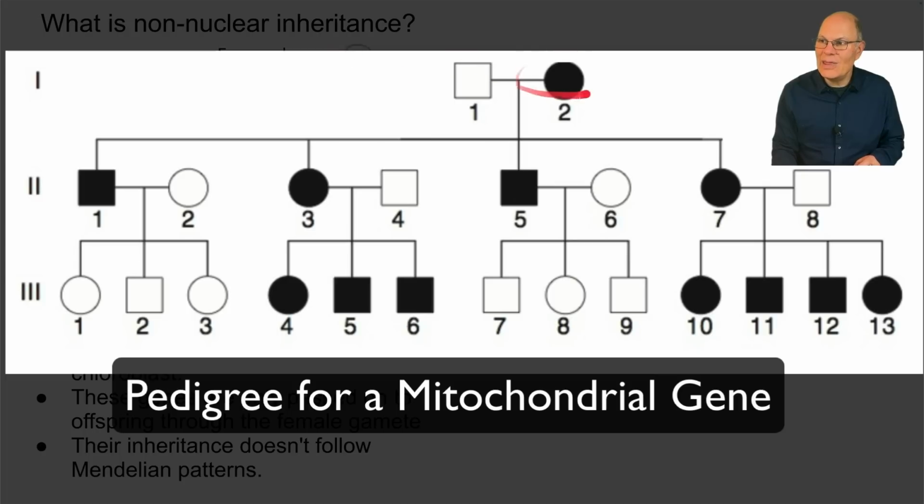The inheritance pattern of these mitochondrial or chloroplast genes doesn't follow Mendelian patterns. You can see that in this pedigree over here, where the mom passes on the mitochondrial gene to all of her offspring, male and female. But the male who inherits the mitochondrial gene doesn't pass it on to any of his offspring. The male is essentially a mitochondrial dead end, if we're talking about mitochondria, where the female passes on her mitochondria to all of her offspring.